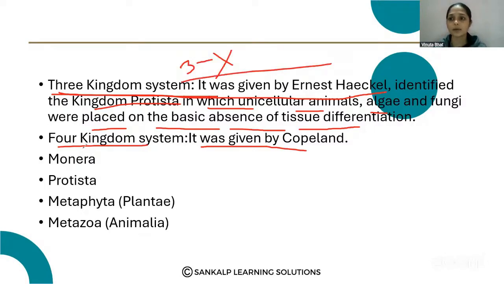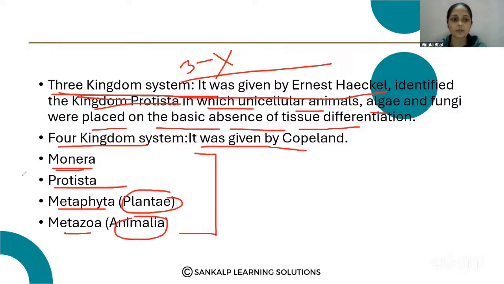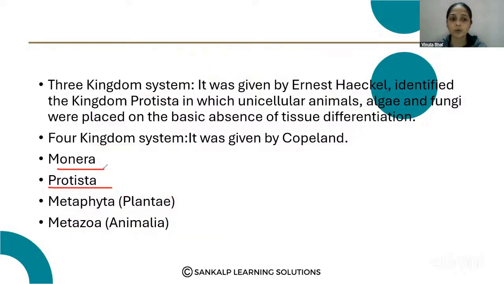The four kingdom classification was given by Copeland. He included Monera and Protista. In the three kingdom classification, Protista is included, and in the four kingdom classification, Monera, Protista, Metaphyta, and Metazoa, that is Plantae and Animalia in simple terms. So the four kingdom classification included these four kingdoms separately. Protista and Monera, the two new kingdoms, are added in the four kingdom classification.